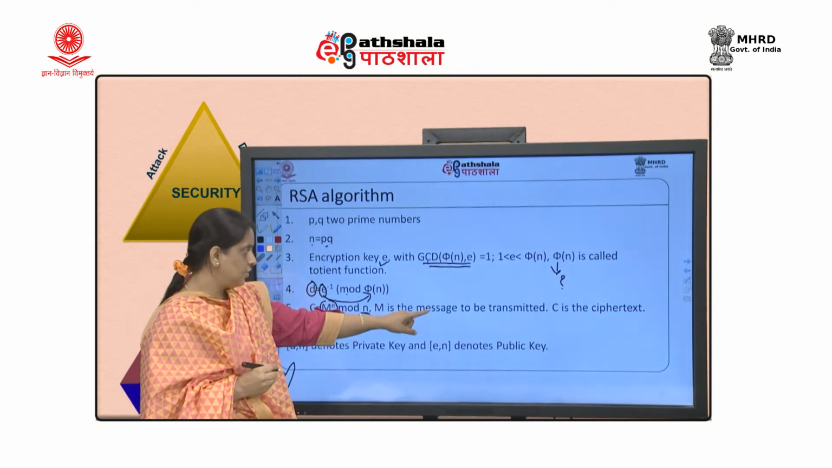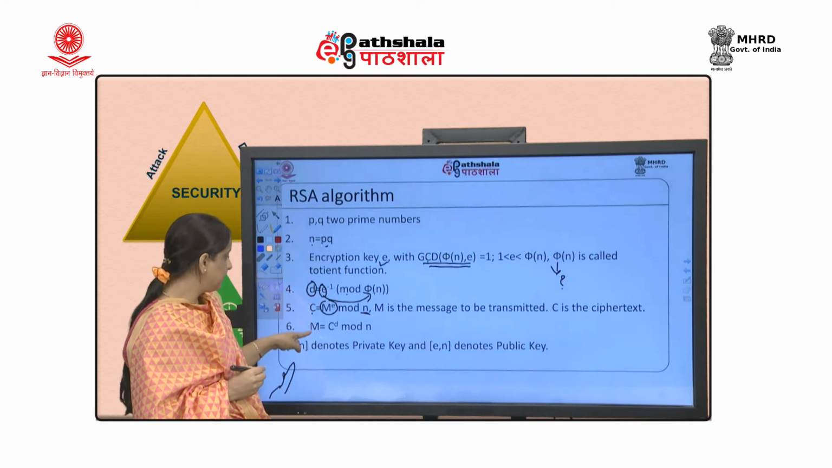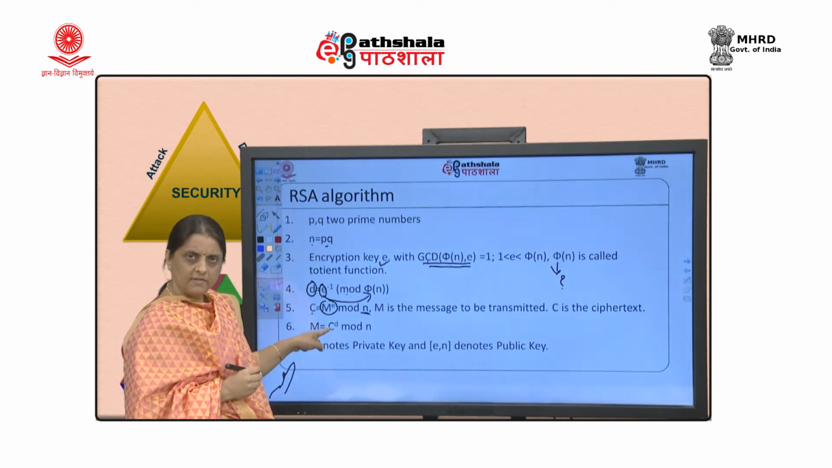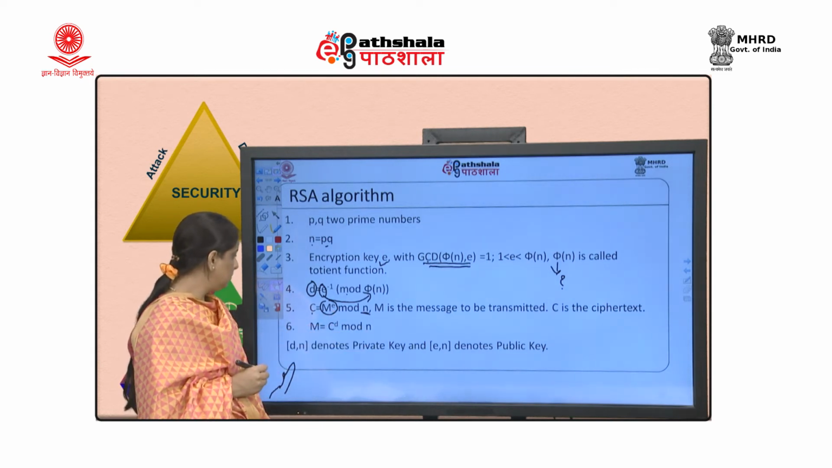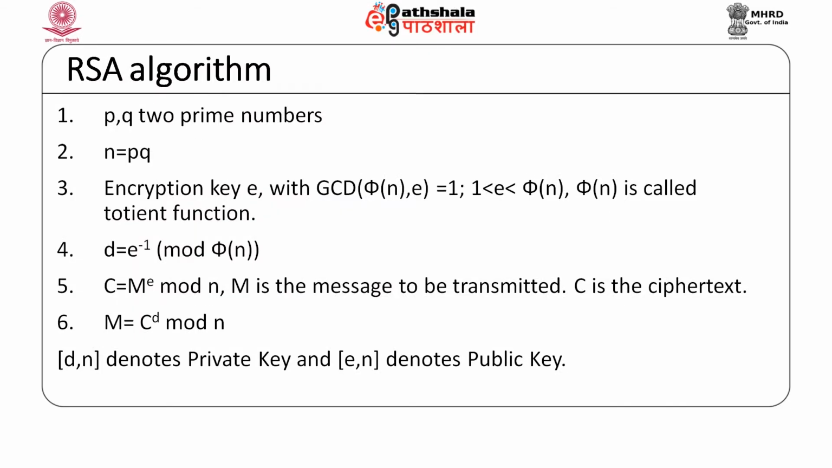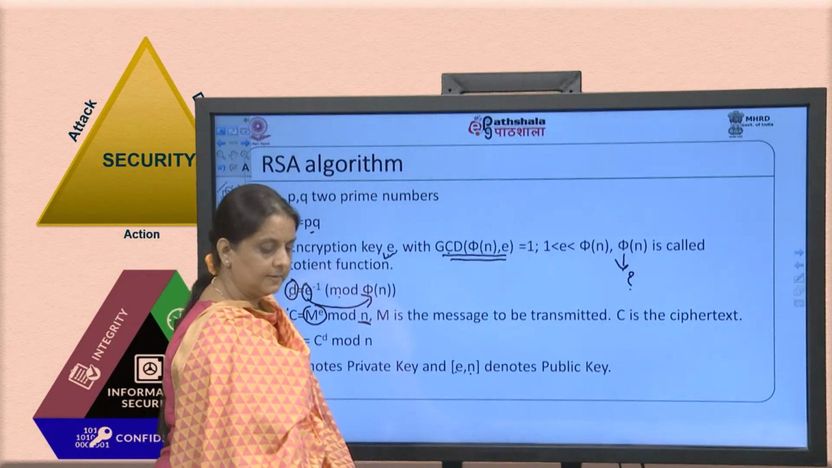M is the message to be transmitted, and C is the ciphertext you get. To get your plain text back, given the ciphertext, raise it to the exponent of the decryption key and take the modulo n. We started with a public key and a private key. So, which denotes the private key and which denotes the public key? In your computation, D and N are the private key, and E and N are the public key.